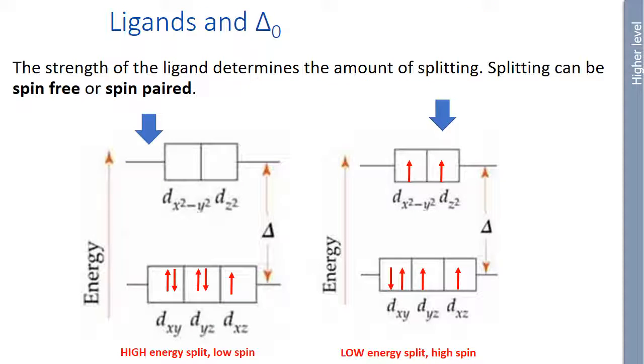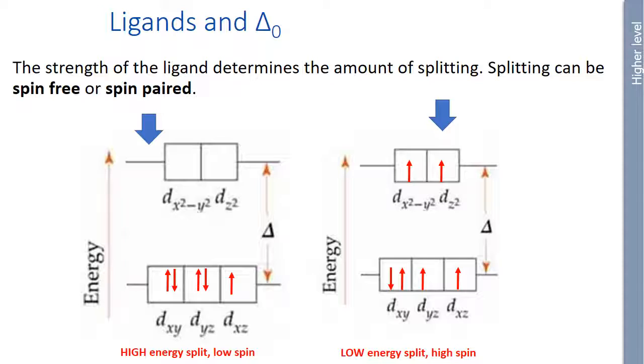So the ligands are important in determining the difference in field strength. The strength of a ligand determines the amount of the splitting. So splitting can be spin-free or spin-paired. Spin-free basically means that in the complex, the transition metal electrons favor being unpaired in the suborbitals. Whereas spin-paired, they are favored to be paired up in the suborbitals because that is the most electronically favorable.